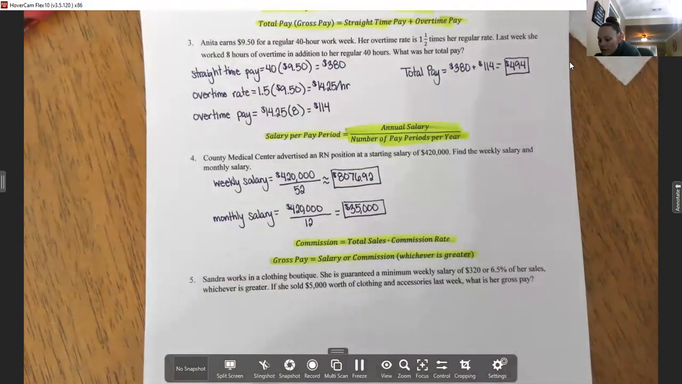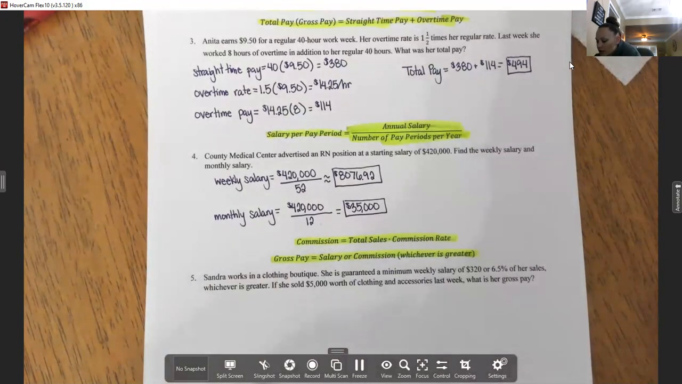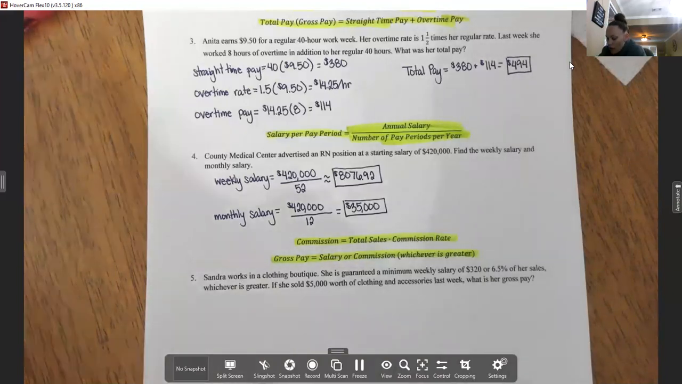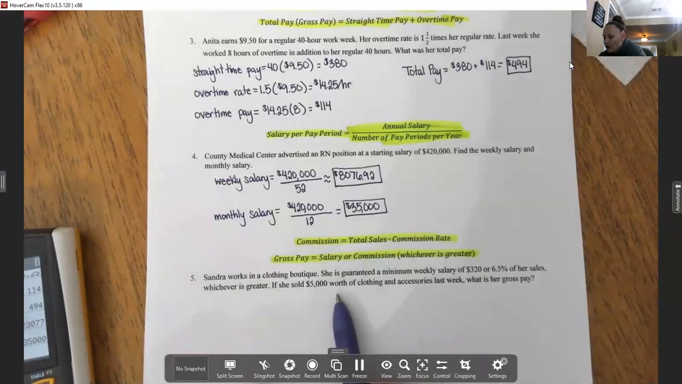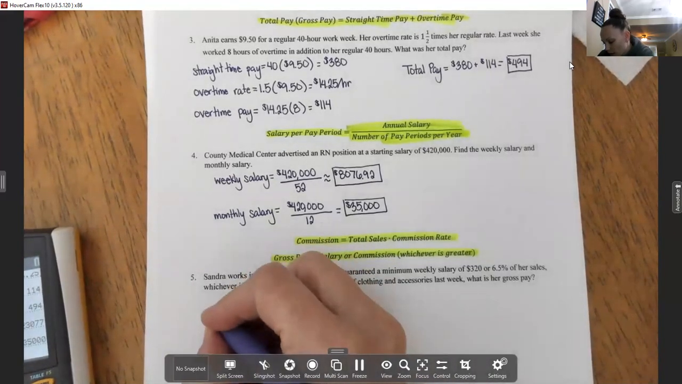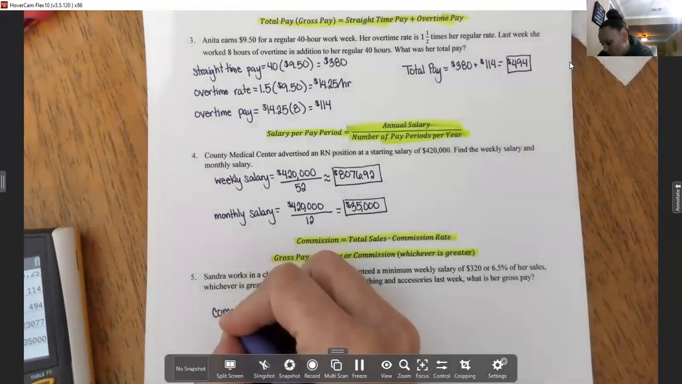So in this problem, Sandra works in a clothing boutique. She's guaranteed a minimum weekly salary of $320 or 6.5% of her sales, whichever is greater. If she sold $5,000 worth of clothing and accessories last week, what is her gross pay? So we'd figure out what commission would be.